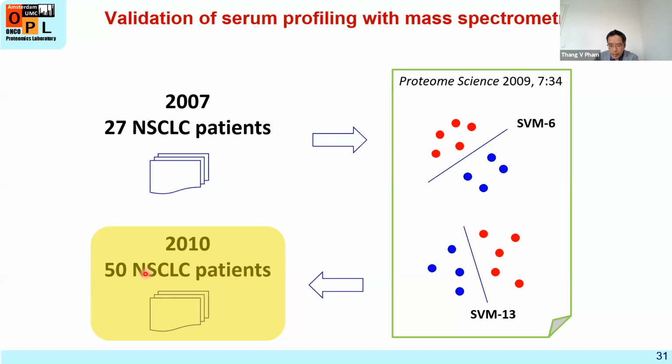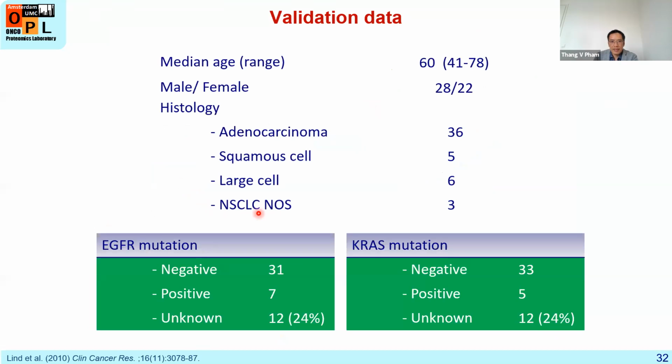and we were very fortunate that 3 years later there was another cohort of patients of the same characteristics, and we wanted to look at this cohort of patients. It's a completely independent data set, as you see, 3 years apart. And these are the characteristics of this second set of patients. And in this set, we also have genomic analysis done, with EGFR mutation status and KRAS mutation status.